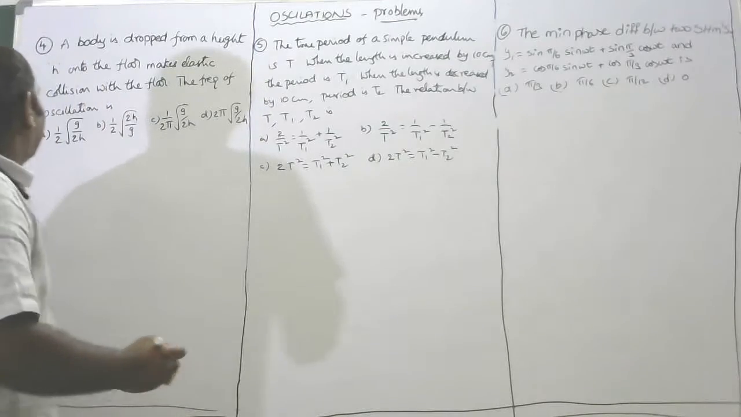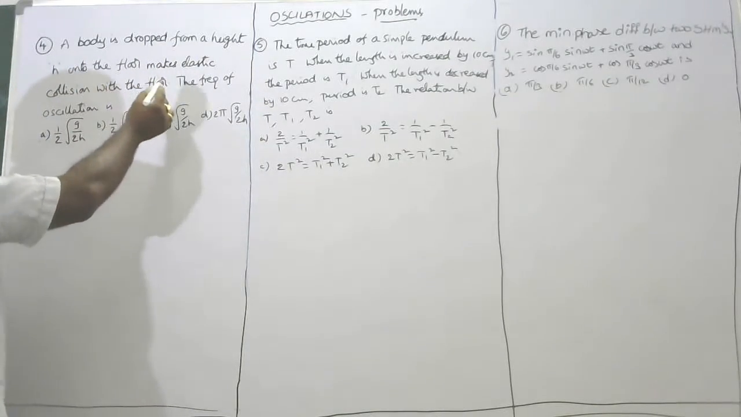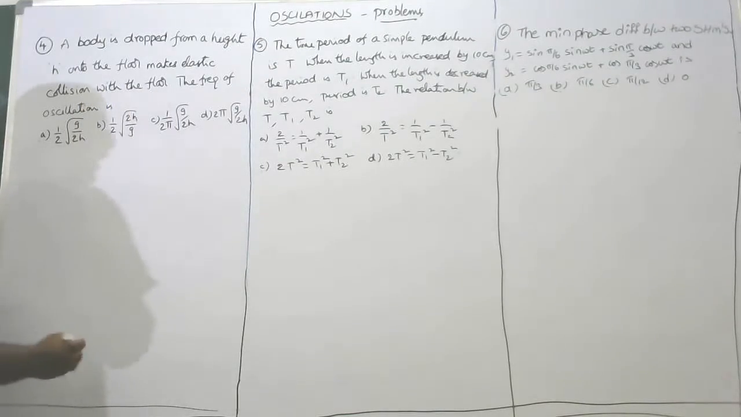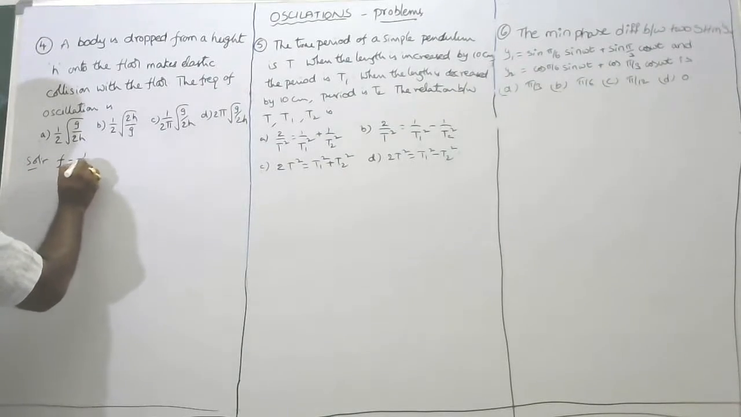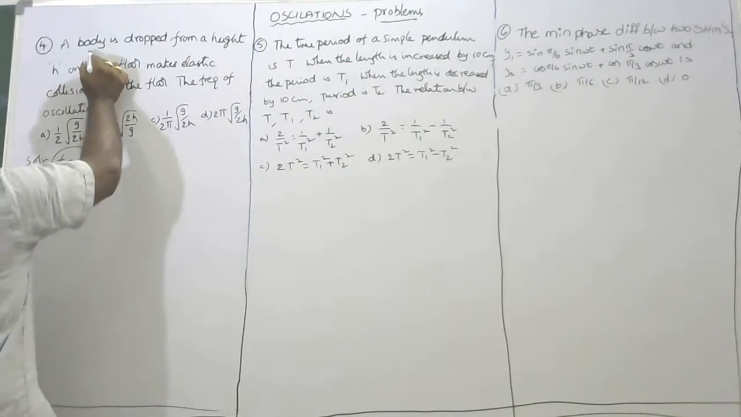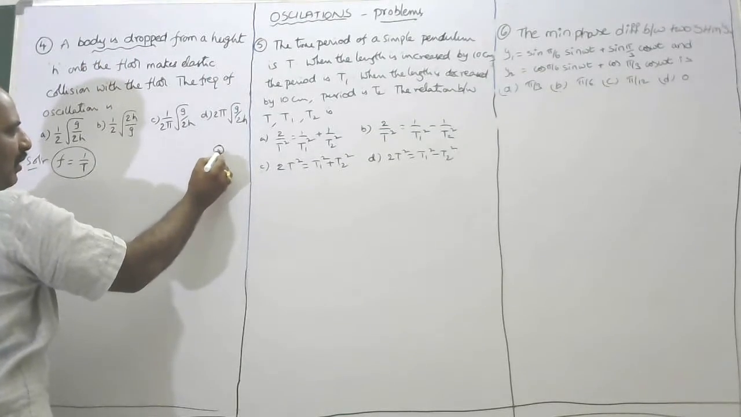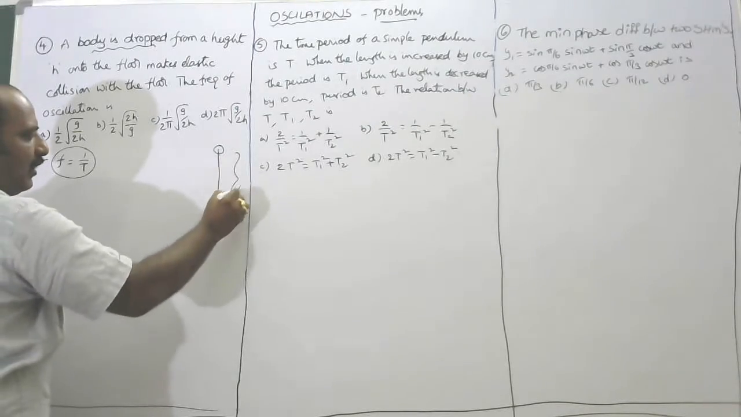Next, a body is dropped from a height small h onto the floor and makes an elastic collision with the floor. The frequency of oscillation is, you know, frequency formula f is equal to 1 by capital T, okay? 1 by time period. First you have to know the time period value. For that, first the body is dropped from a certain height h. Suppose this is dropped from a height of small h.